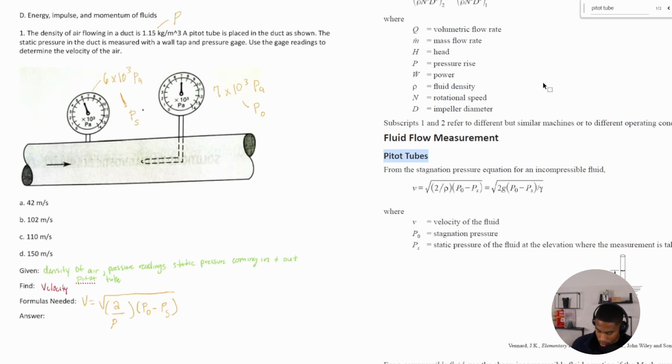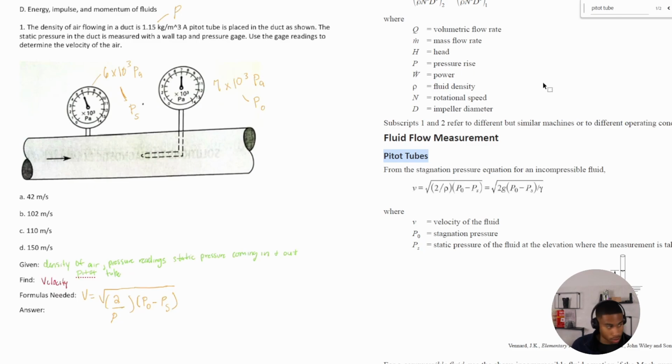All right. So when I solve this, I get the square root of 2 over 1.15 kg per m cubed, and then 7 times 10 to the third Pa minus 6 times 10 to the third Pa. Okay.